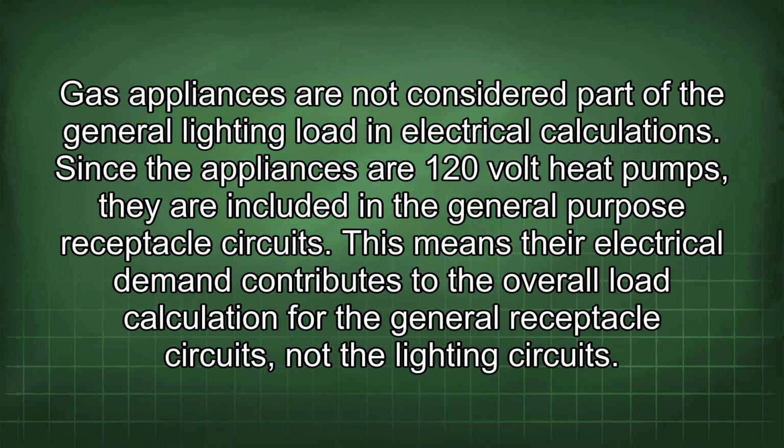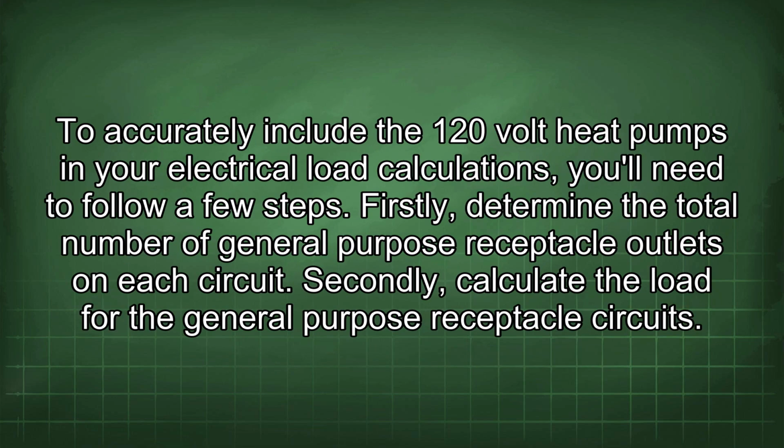Gas appliances are not considered part of the general lighting load in electrical calculations. Since the appliances are 120-volt heat pumps, they are included in the general-purpose receptacle circuits. This means the electrical demand contributes to the overall load calculation for the general receptacle circuit, not the lighting circuits. To accurately include the 120-volt heat pumps in your electrical load calculations, you'll need to follow a few steps.